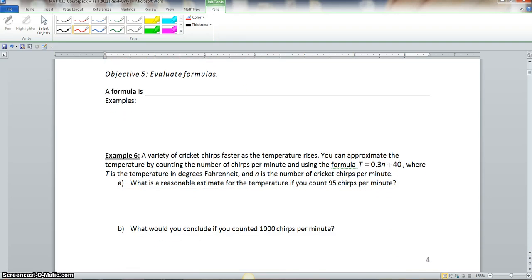Now we come to another situation where we have a definition. It says a formula is an equation that expresses a relationship between 2 or more variables.